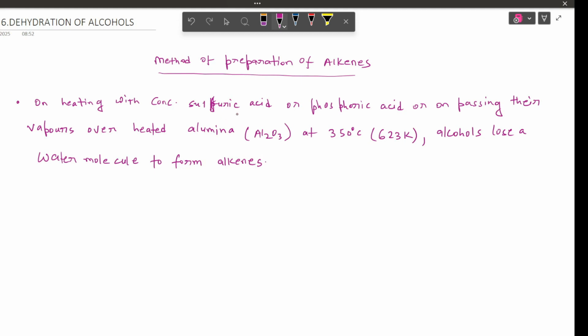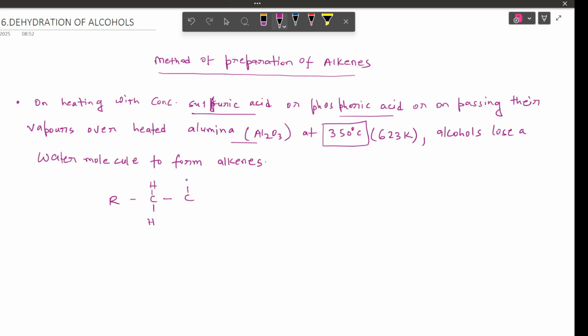See, all the conditions should be satisfied. That is, you have to heat concentrated sulfuric acid, or you can heat phosphoric acid, or you can pass the vapors of heated alumina at 350 degrees Celsius temperature. Alcohols lose a water molecule to form alkenes. So let us see by one example. Let us say our general format is RCH2. So we can write it as RCHH.